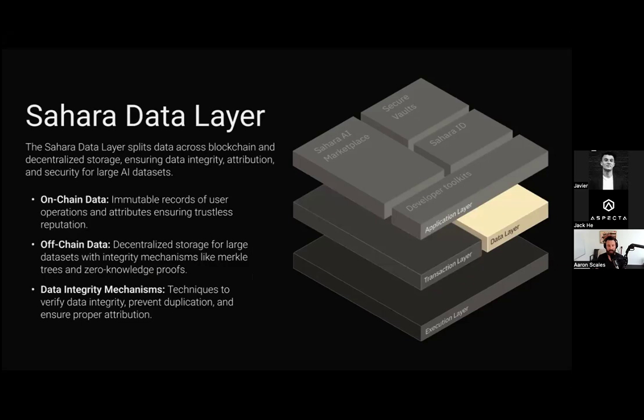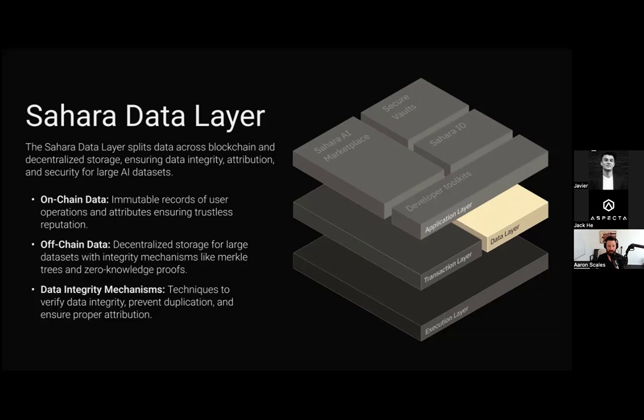So related to the chain is a concept of the Sahara data layer. And this is really important because traditionally, a lot of these assets associated with AI development happen to be really large. They're too big to put on chain directly, but we still need to be able to reference them in a way that is verifiable. So that's why we're planning the Sahara data layer.